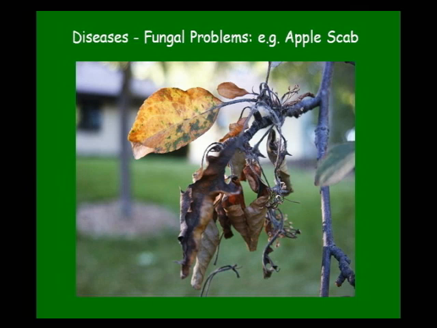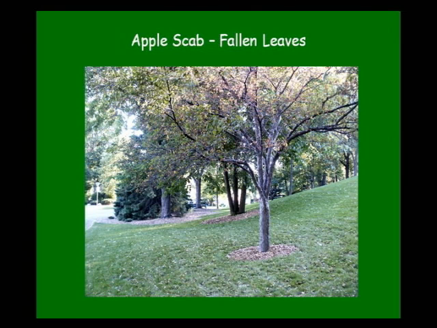This is what apple scab looks like on a crabapple tree. It causes the leaves to turn yellow and become very scabby and almost wilty, and it causes a lot of defoliation. This is what a crabapple looks like in the throes of apple scab. It was really bad last year. You'll see all this leaf matter underneath the tree, and this is in June or July when the tree should have all of its leaves.